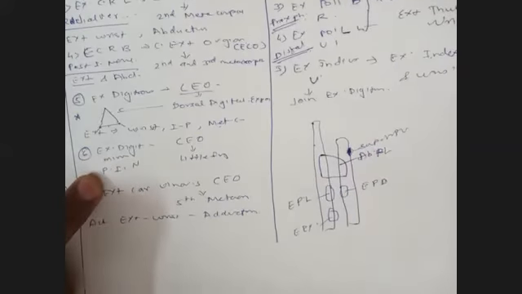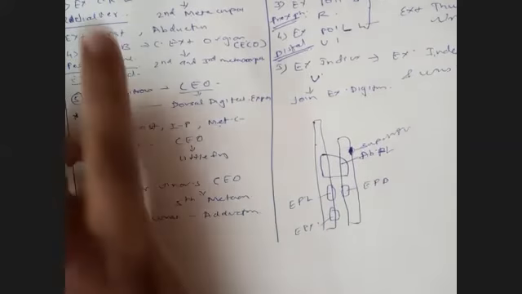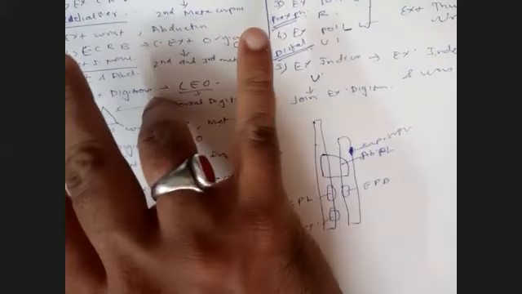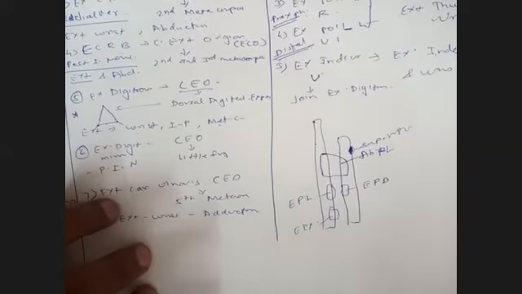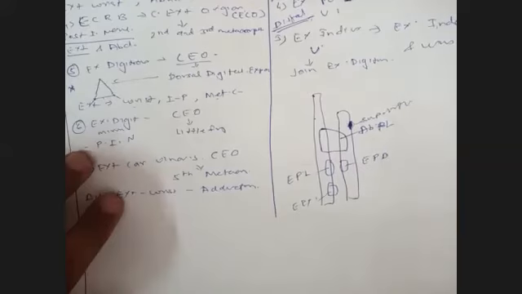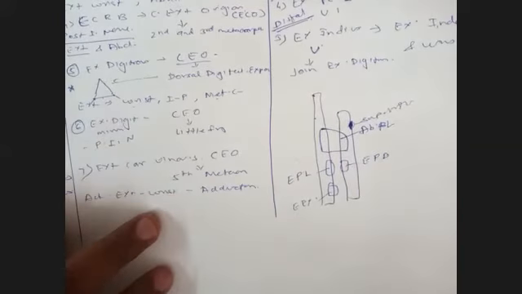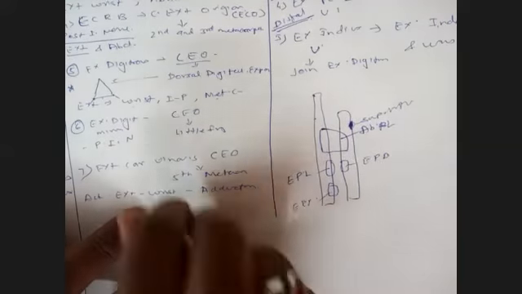Extensor digiti minimi gets attached to the little finger. This causes exclusive extension of the little finger, probably to make the sign of going to the bathroom. That time this muscle is active. Only extension of the little finger. So that may be the purpose. Extensor carpi ulnaris causes the extension of the wrist, and it will also cause adduction.